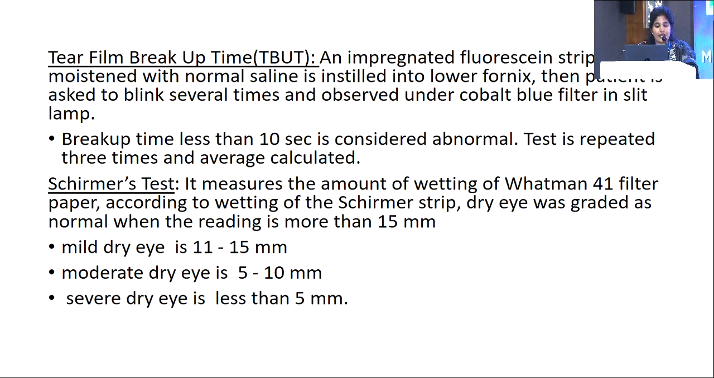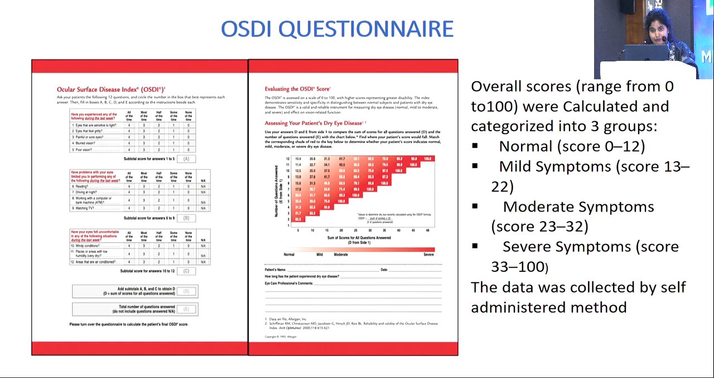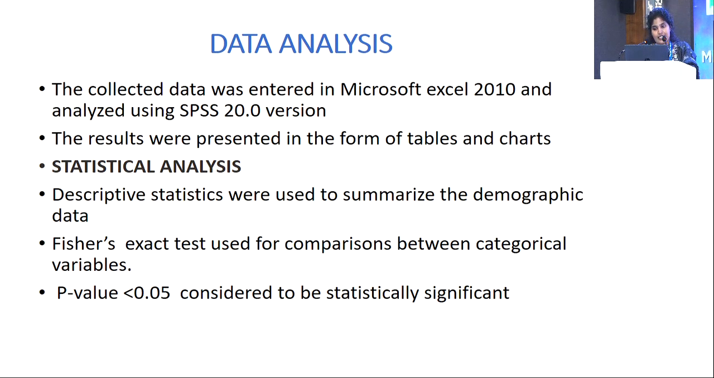In the Schirmer test, we categorize it into mild, moderate, and severe dry eyes. Mild dry eyes 11 to 15 mm, moderate dry eyes 5 to 10 mm, severe dry eyes less than 5 mm. For the OSDI questionnaire, we categorize it into normal, mild symptoms, moderate symptoms, and severe symptoms. The collected data was entered in Microsoft Excel 2010 and analyzed using SPSS version 20.0. Descriptive statistics were used to summarize the demographic data. Fisher's exact test was used for comparison between categorical variables.